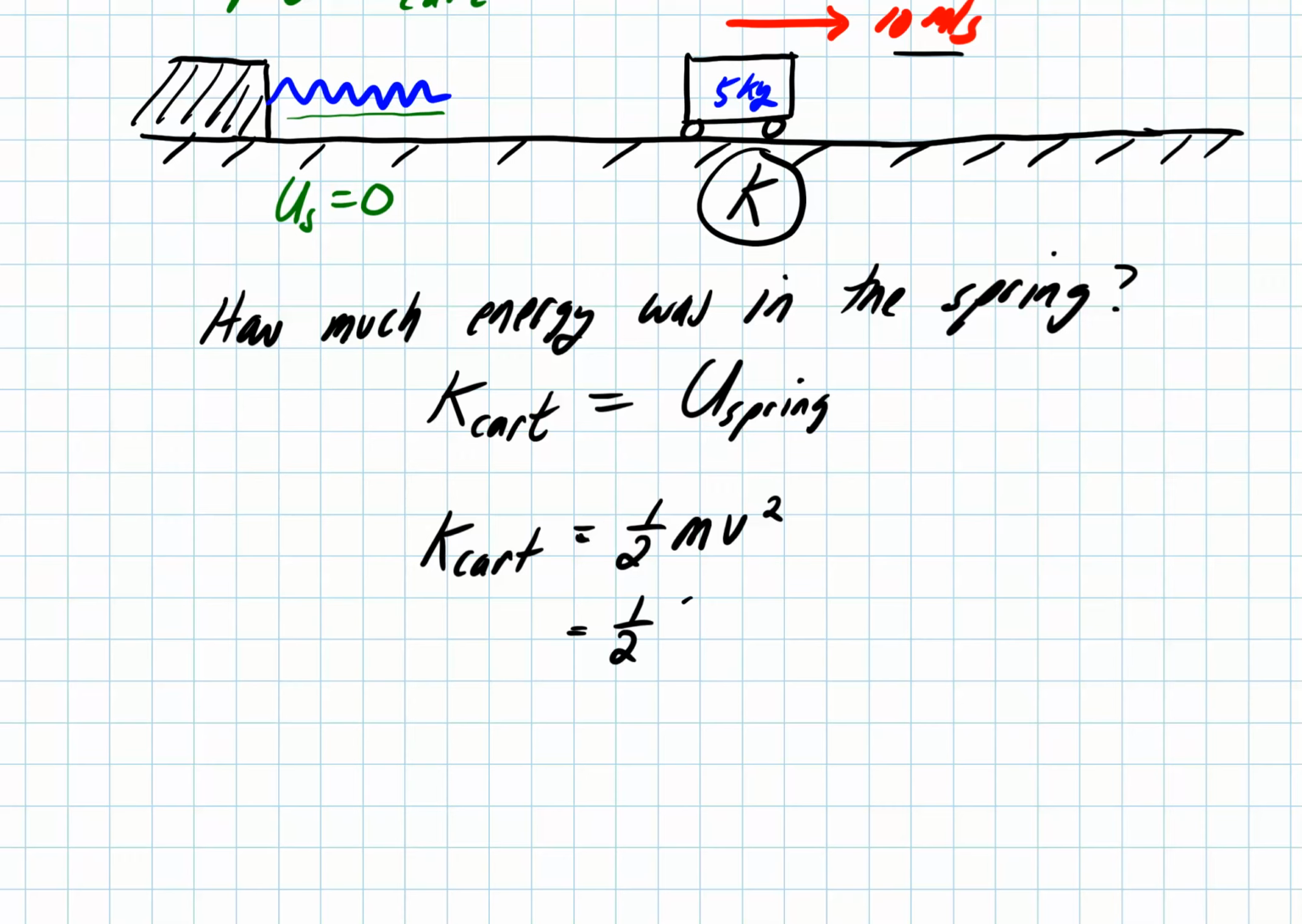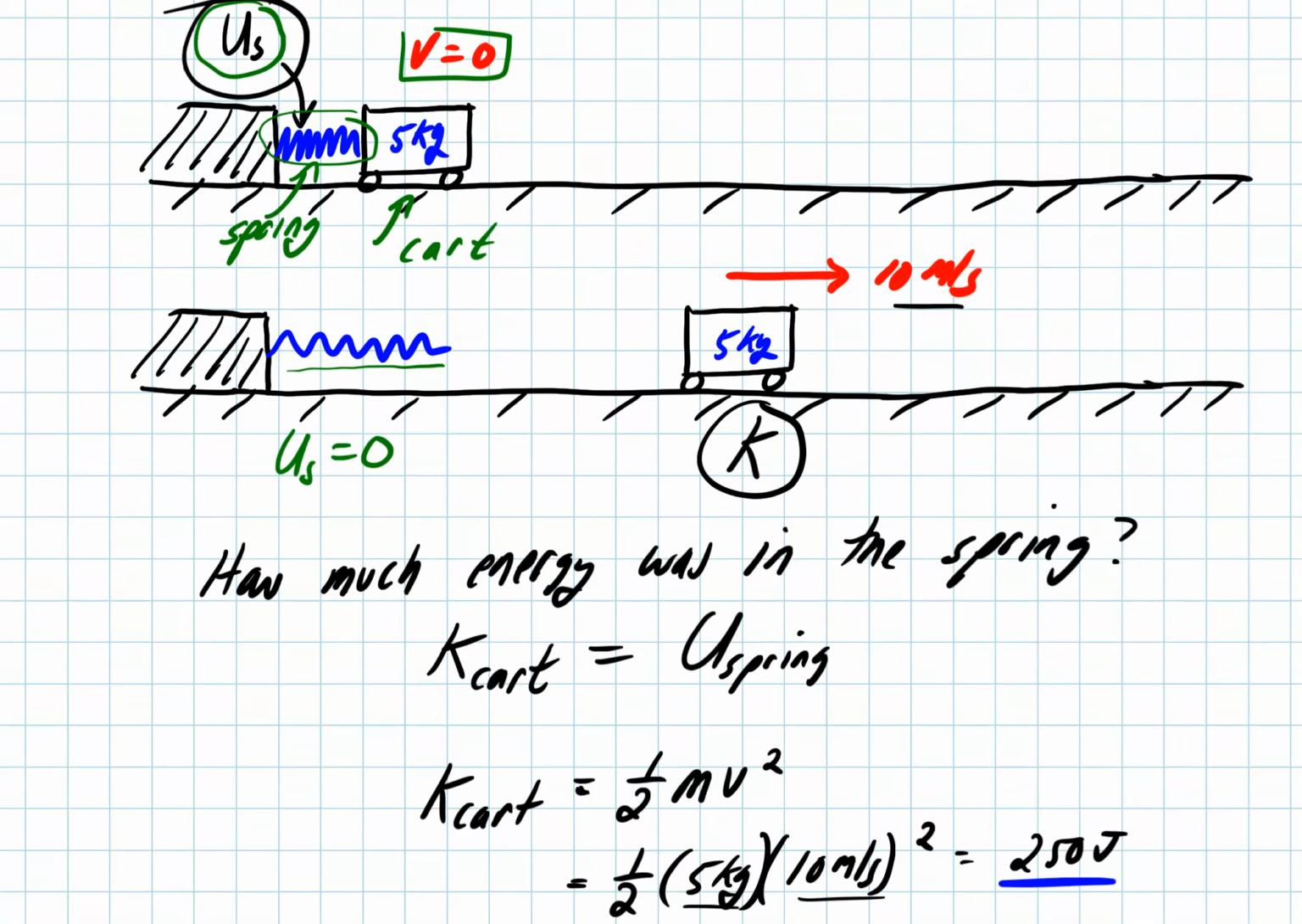So we're going to plug in: the mass is 5 kilograms, and the speed is 10 meters per second. We need to square that, and that's 100, so there's 500, and half of that is 250 joules. So there's 250 joules of kinetic energy. Where did that energy come from? It came from the energy in the spring.